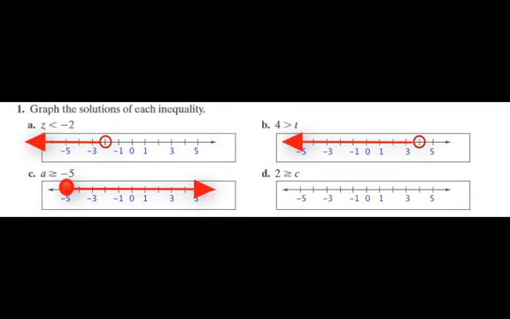Now we're ready for example D. 2 is greater than or equal to c. We start by putting in the number line, and then we have to locate the variable in the inequality. And we're going to read the problem backwards. When you read it backwards, c is less than or equal to 2. So we're going to put a closed circle at 2. Since c is less than or equal to, closed circle at 2, and we're going to go to the left because c is less than 2.